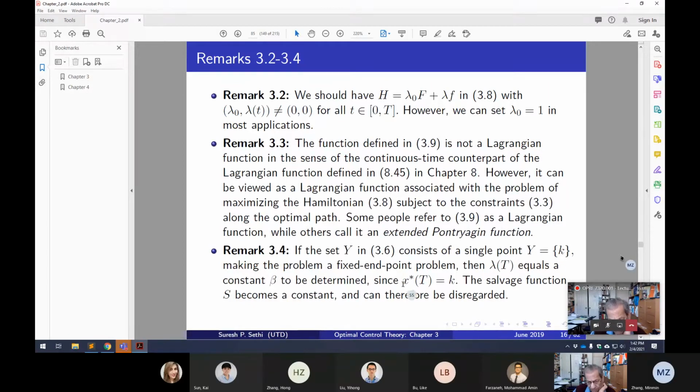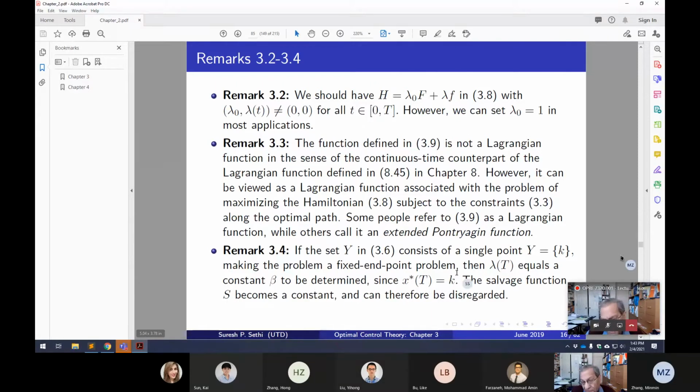Fourth remark is this is an interesting constraint. I can have a fixed constraint. That means I want a solution so that x star T is exactly equal to k. If we apply that to our condition, it will tell you that if this is fixed, then the beta which is associated with x star T will be a constant to be determined. So the lambda T will equal a beta. Beta is a constant to be determined. And of course, if x star T equal to k, there is no meaning of salvage value.